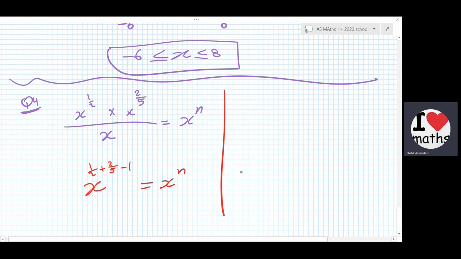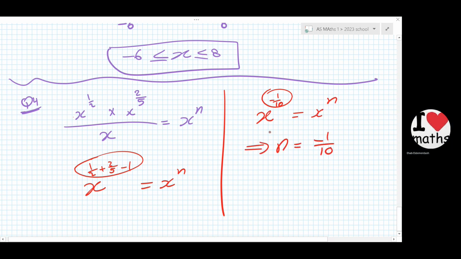Let's continue. Here half plus 2/5 gives us 9 over 10, minus 1 gives negative 1 over 10. Can I do it on the calculator? Yes, you can, no problem, here it's fine. So I did this whole expression as negative 1 over 10. This is equal to x to the power n. So what's the value of n? Negative 1 over 10.